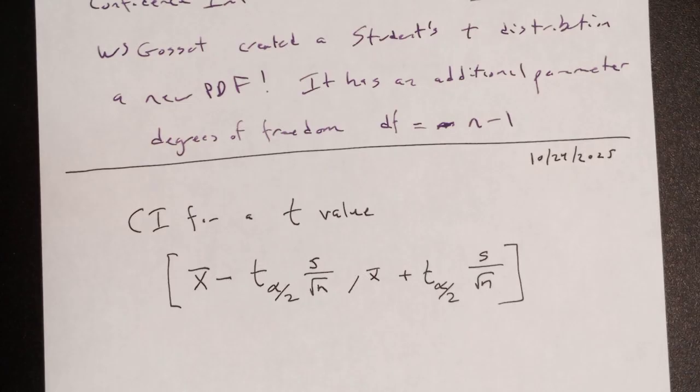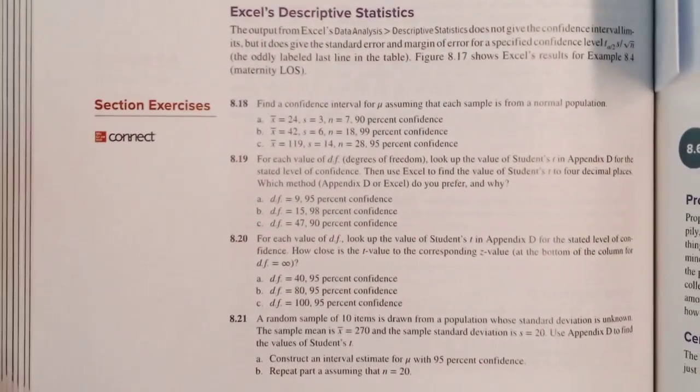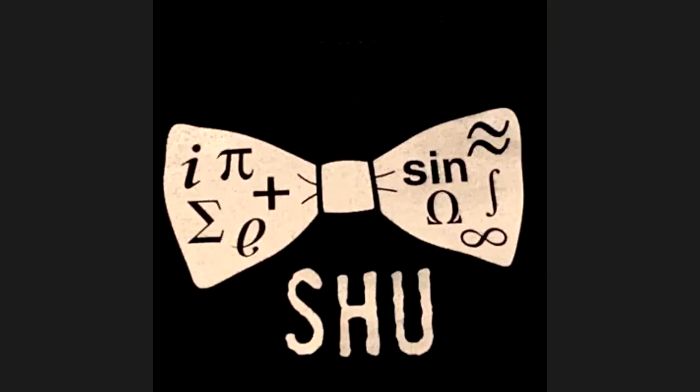So, an example. Problem number 21 down here. A random sample of 10 items.